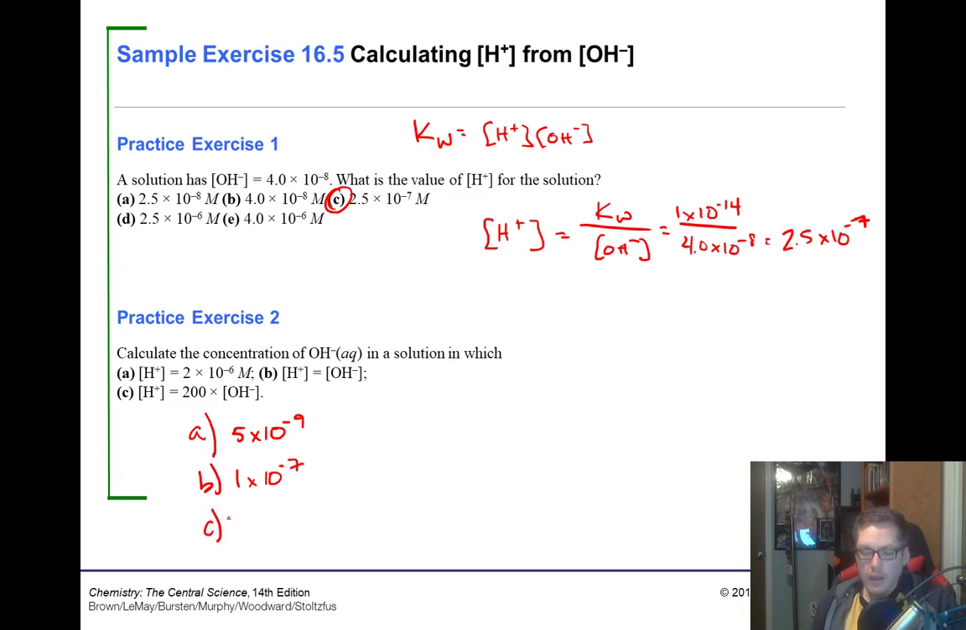And then for C, this is like the very first one we did. We're trying to find the concentration of OH minus. This one is hard to do under pressure. So we've got Kw equal to the concentration of H plus times the concentration of OH minus, and we know H plus is equal to that, so Kw would have to be equal to 200 times the concentration of OH minus squared. Kw is equal to 1 times 10 to the minus 14th, so the concentration of OH minus would be 1 e to the minus 14th divided by 200, and then you take the square root of that, and I got 7.0 times 10 to the minus 9th.